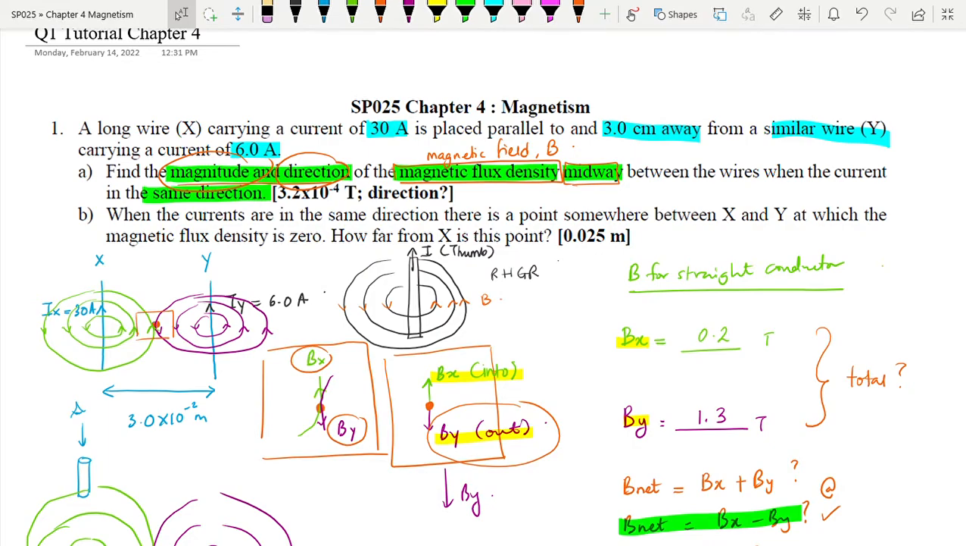Untuk 1B pula, actually, korang kena lukis. Of course, korang kena lukis. When the currents are in the same direction, again, the current in the same direction, there is a point somewhere between X and Y at which the magnetic flux density is 0. Ada satu point di mana total magnetic field dia 0 dekat tengah-tengah ni. Okay, jadi dekat sini korang kena check mana position yang total B kita kosong. Maksudnya BX tolak BY, dia akan jadi kosong. Okay, mungkin di sini atau mungkin di sini.